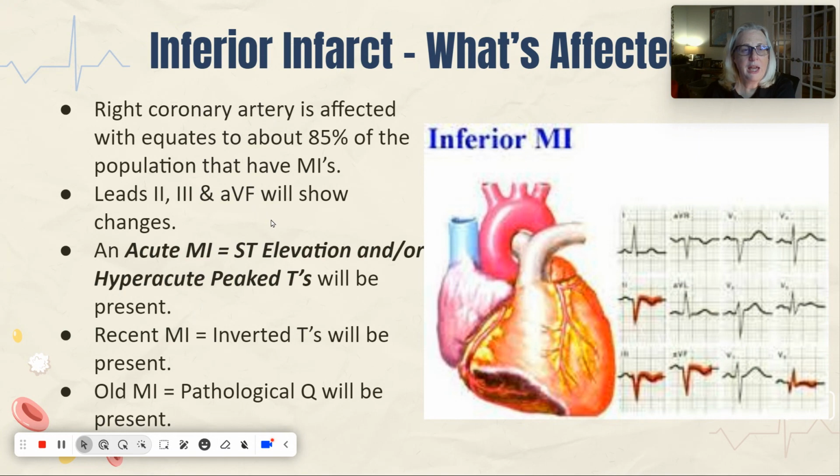Okay, so all the changes will happen in 2, 3, AVF if we're talking about an inferior infarct, and it just depends on if it's happening now, it happened recently, or it happened a long time ago. And you can tell by what change you see: either ST elevation, peaked T's, inverted T's, or pathological Q. So simple.